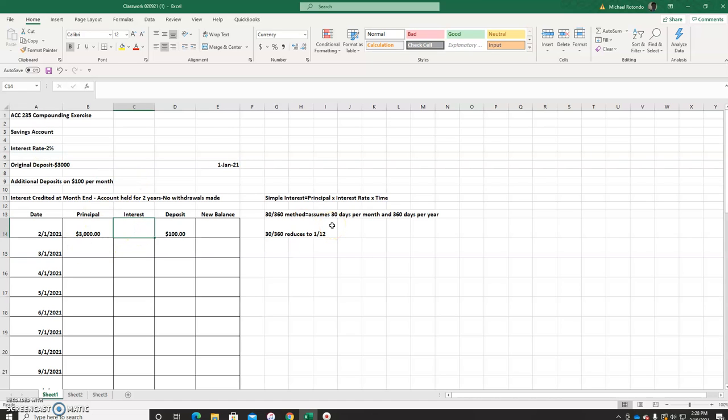So the interest for the first month here for February, remember they made the initial deposit of $3,000 on January 1st. So we have to take the principal of $3,000, right, times the rate of 2%, which we were given up here. And remember, on Excel, you can't use the X for times. You have to use the asterisk. And we are calculating 1 month of interest. So that's going to be 1 over 12. So that's going to give us $5 in interest for the first month we have this account.